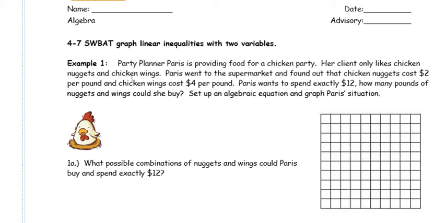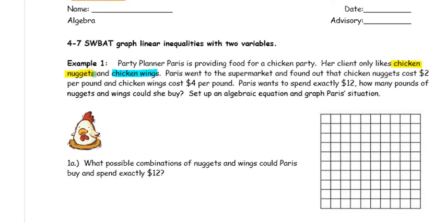We'll begin today with example 1, which is a story problem. It says Party in Paris. Interesting name, right? It's providing food for a chicken party. I don't know why, but that's apparently what we're doing. Her client only likes chicken nuggets and chicken wings. So we have two different things here. I'm going to highlight chicken nuggets. Separately, I'm going to highlight chicken wings.